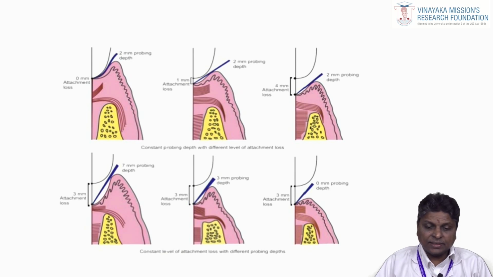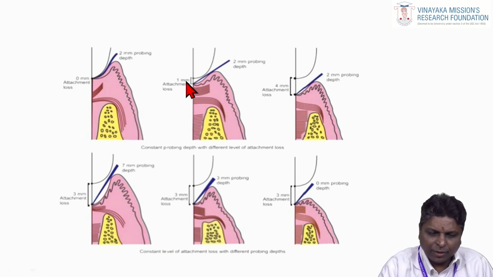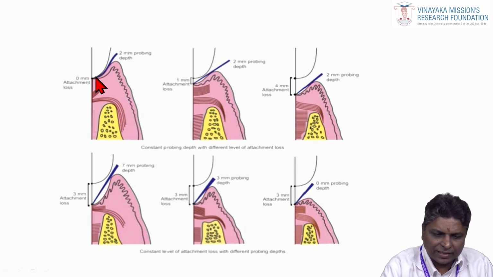In this case, the second picture at the top is showing it. There will be attachment loss from the cemento-enamel junction; you can see 1 mm of attachment loss. Then the next one has a 2 mm probing depth. Here you can say 0 mm, and here 2 mm.